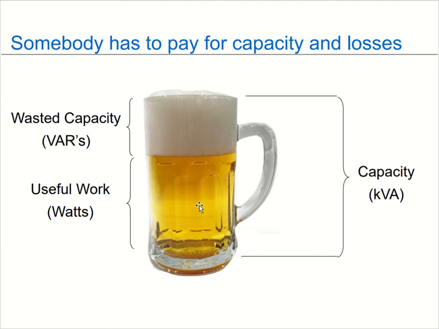So here we have a beer. In this beer analogy, we're basically showing the beer itself is the real power. It's the useful work in watts. And the reactive power is the foam, the wasted capacity in bars. And the whole thing is the apparent power, which is measured in VA.